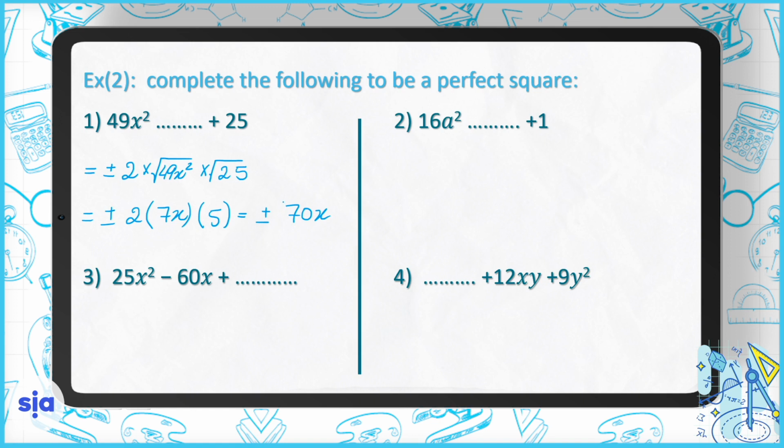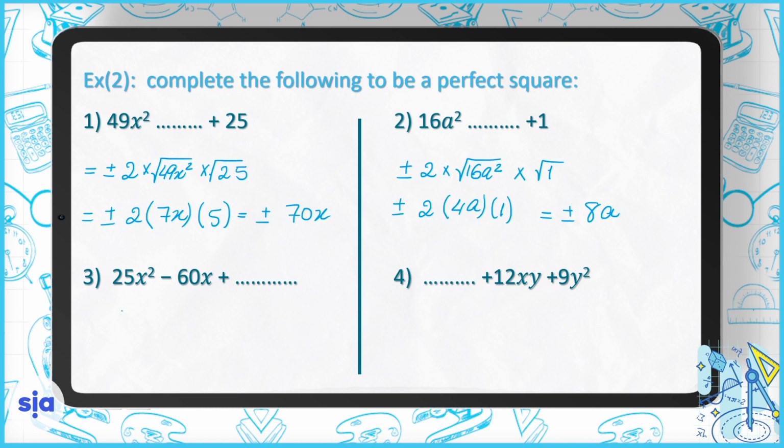Question 2 is also looking for the middle term. So to find the middle term is positive or negative 2 times the square root of the first term times the square root of the third term. So it's positive or negative 2 times 4a times 1. So the middle term is positive or negative 8a.